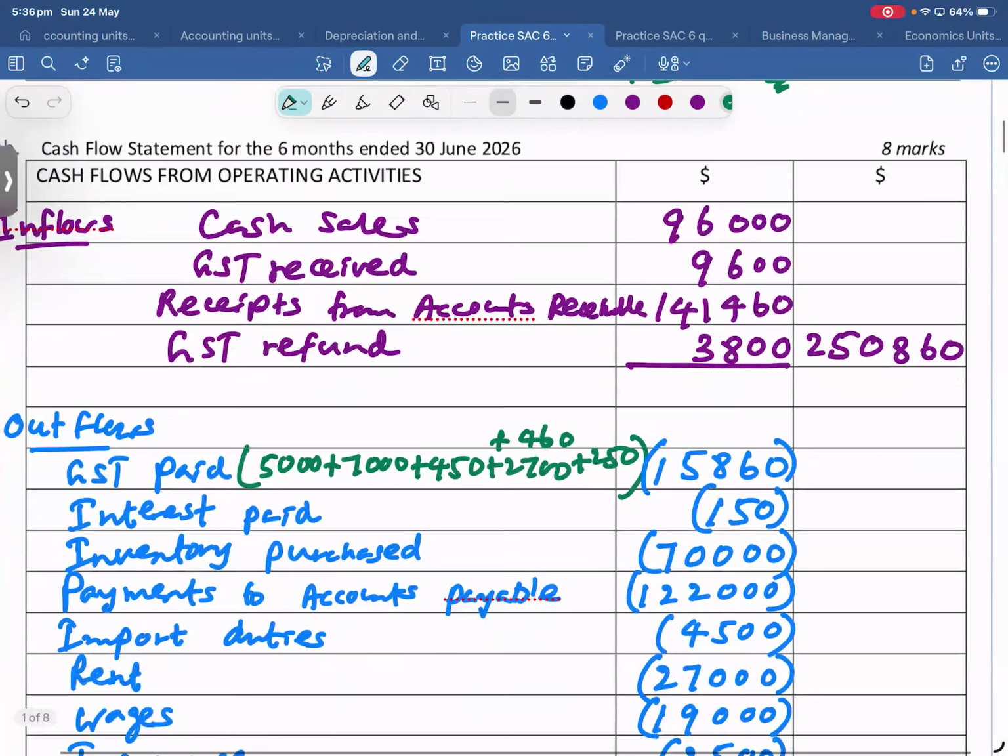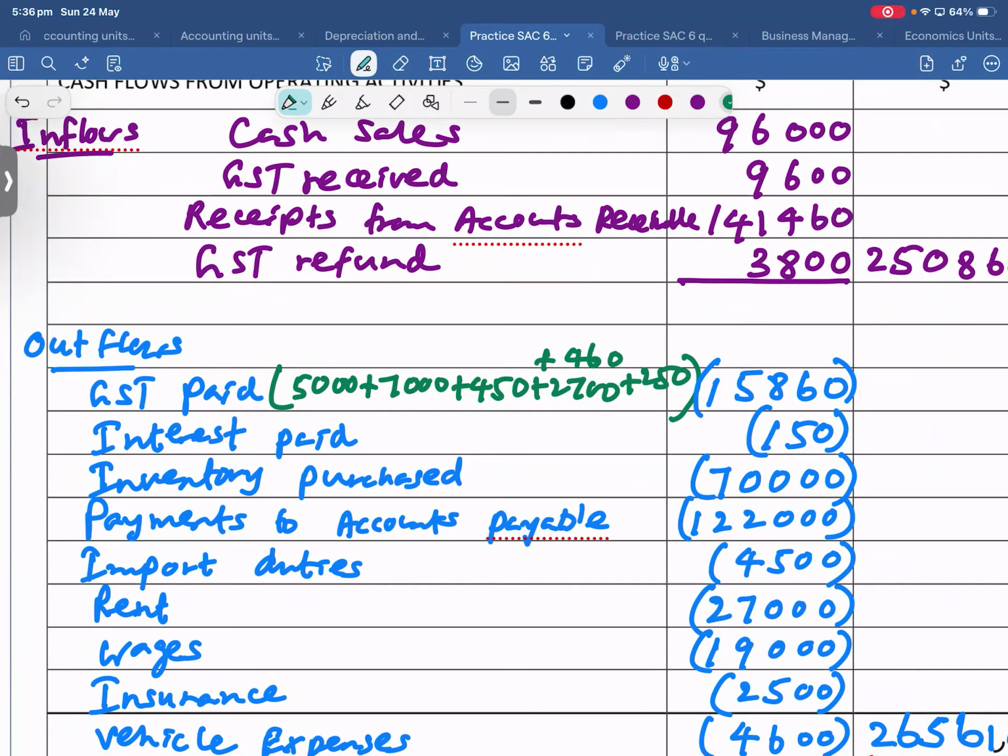Yeah. Okay, guys, there is a question. Valid question. Is there GST in the 122,000 payments to accounts payable? Yes, by the time we made the credit purchase, we had already identified that. We are not going to identify GST when we settle it.